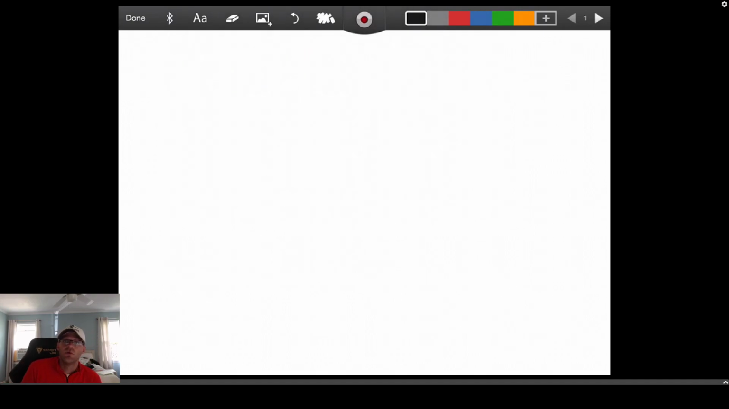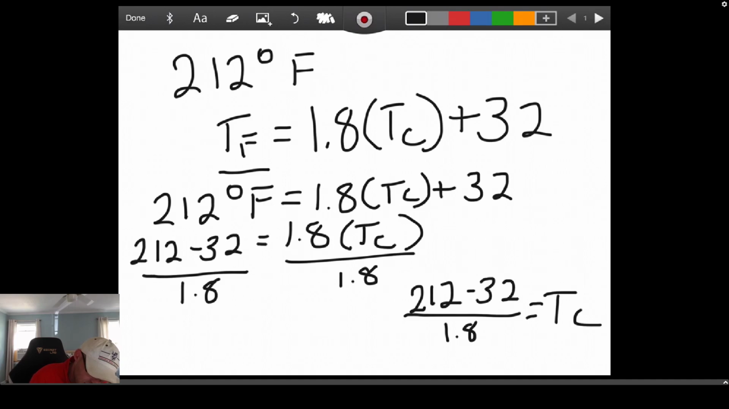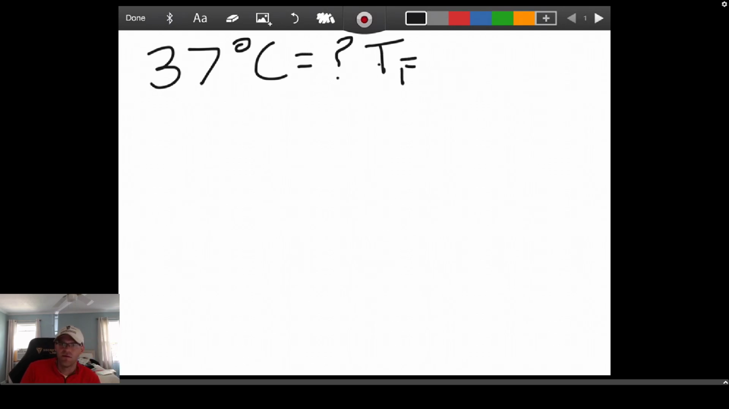All right, let's do one from Celsius to Fahrenheit. Say the average body temp is 37 degrees Celsius. 37 degrees Celsius equals what temperature in Fahrenheit? Let's start with our equation.